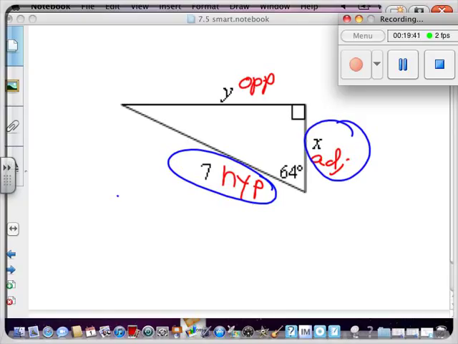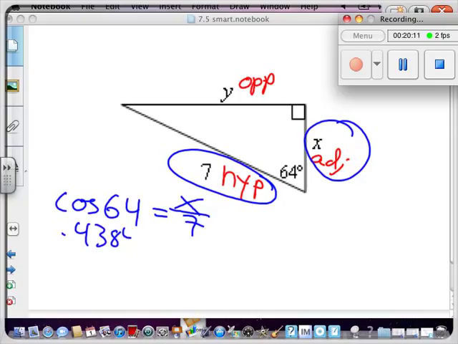So I take the angle that I have. I look at the trig functions, and I say, okay, which one uses adjacent and hypotenuse? It would be what? Cosine. Okay? And then I have adjacent over hypotenuse. And then I stick it in my calculator. I say cosine of 64 gives us 0.4384. 0.4384 equals x over 7.